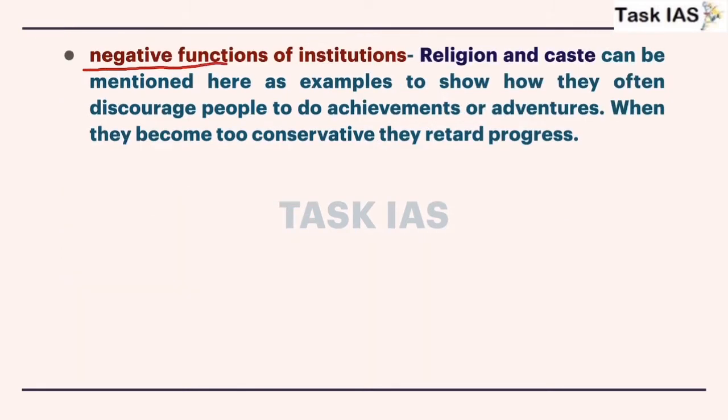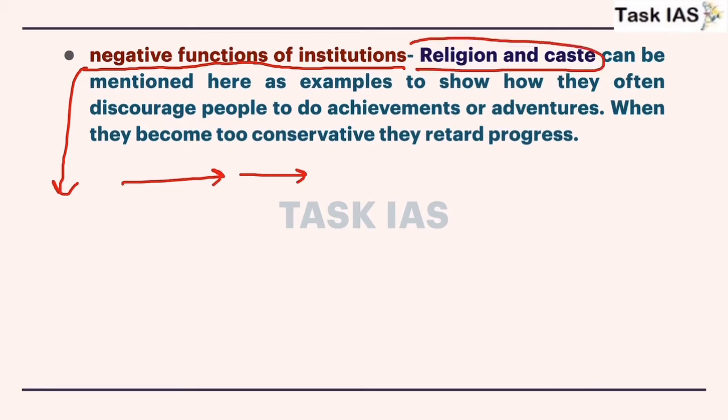Now, there are some negative functions of institutions. For example, in families, it is patriarchy, which is inculcated by the older generation into the younger generation and which leads to human rights violations of women. Religion and caste sometimes become very orthodox and become a barrier in the path of progress, where intercaste and interfaith marriages are sometimes not allowed, and especially in North India, Haryana or Western Uttar Pradesh, honor killing cases come. So these are some of the negative functions of institutions.